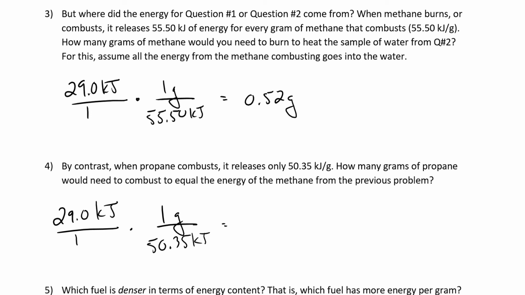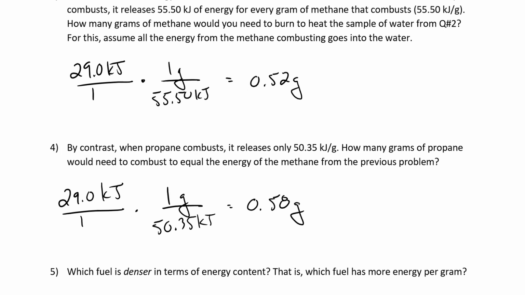Right away you know this has got to be a larger number because it's less dense in energy. It's going to take more propane to provide the same amount of energy, and we find that indeed that's the case, that 0.58 grams of propane are required to create the same amount of energy as 0.52 grams of methane.